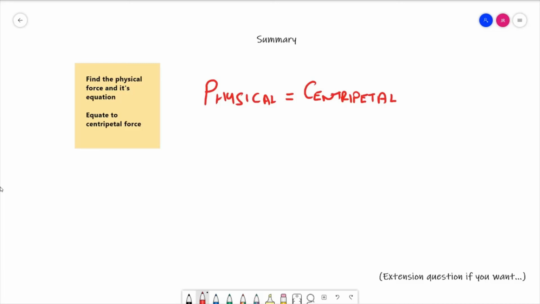Now that is the end of the lesson. There is an extension question in a separate video if any of you want it. If you don't want to have a look at the extension question, that's fine. But I suggest for any of you who are aiming for maybe an A or an A star in your A level, that you at least have a look at the extension question and have a go at it yourself.